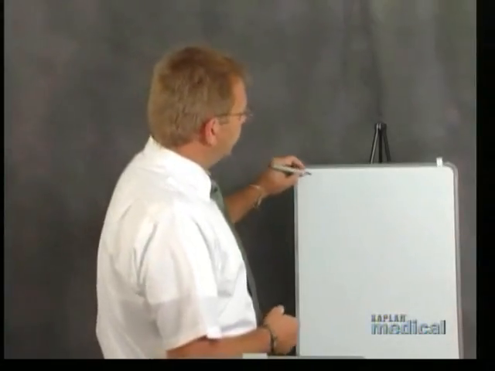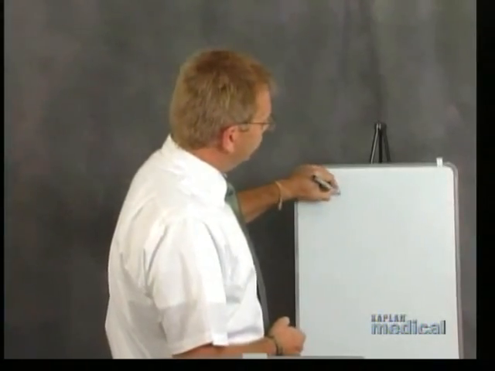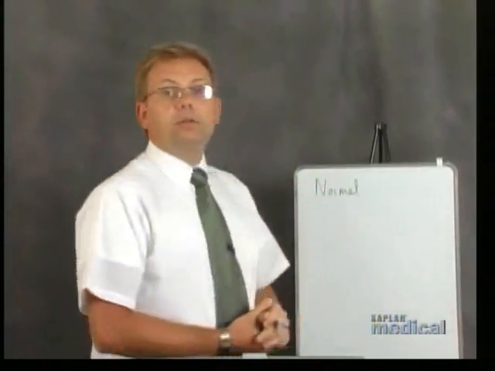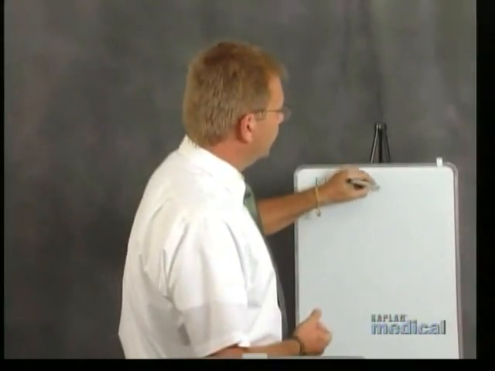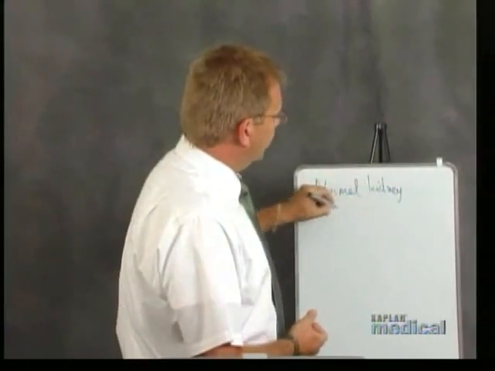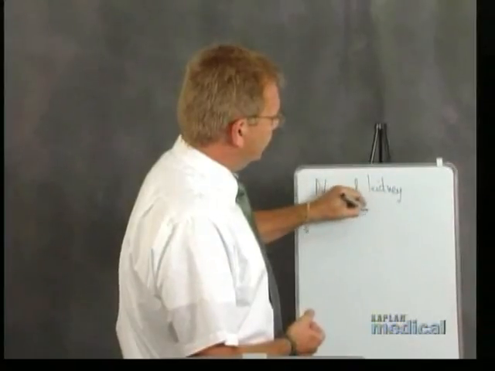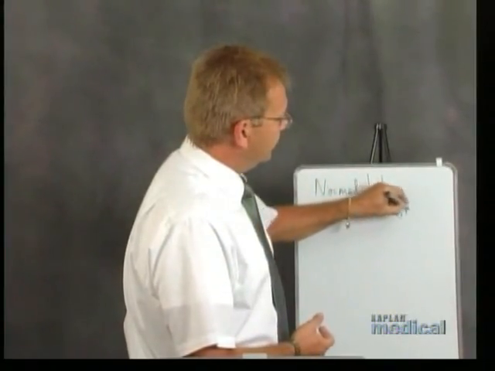Well, let me give you an example and look at the whiteboard a little bit. Imagine I tell you that a patient has a normal kidney function, and with a normal kidney function, you would expect a GFR, let's round it up, of about 120 mL per minute.